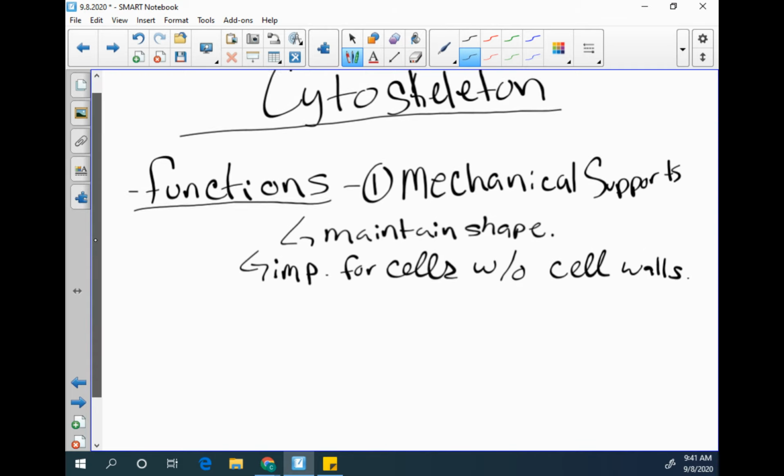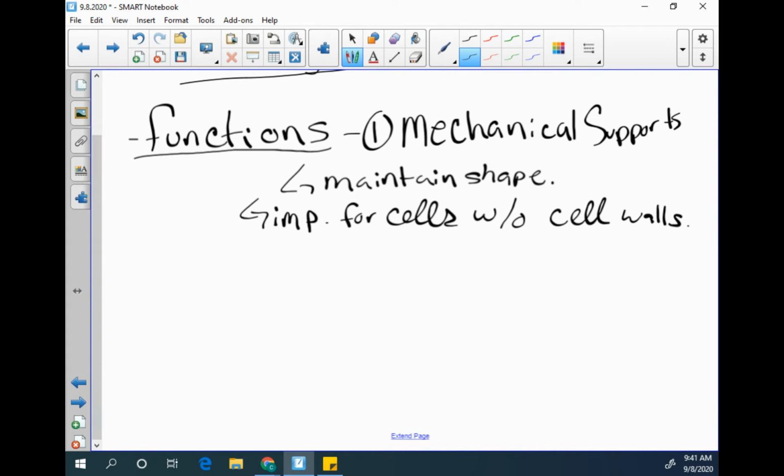So, the cytoskeleton acts essentially like our skeleton does. Our skeleton makes sure that we are not just like a blob of skin and water. Cytoskeletons do the same thing for cells.